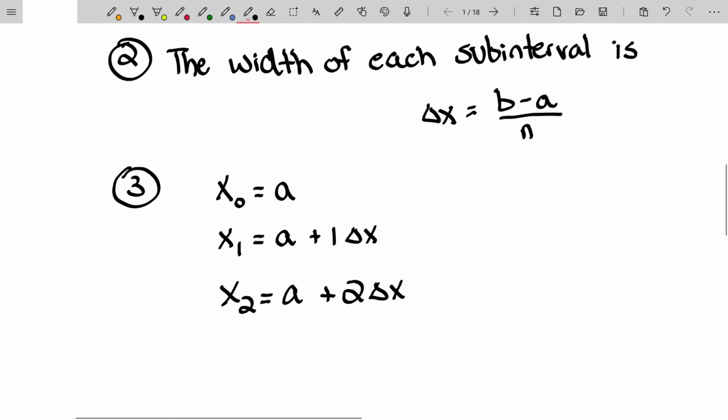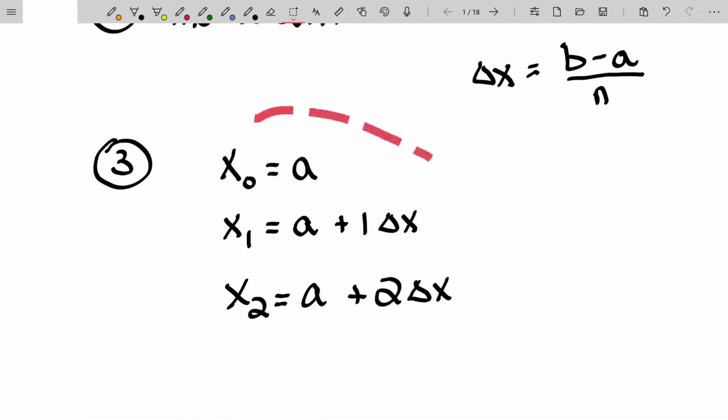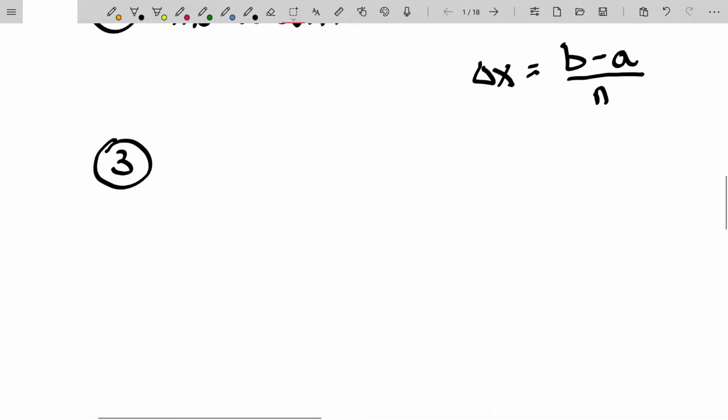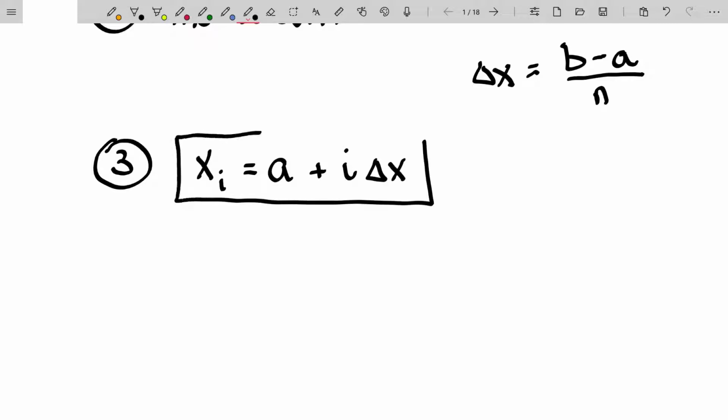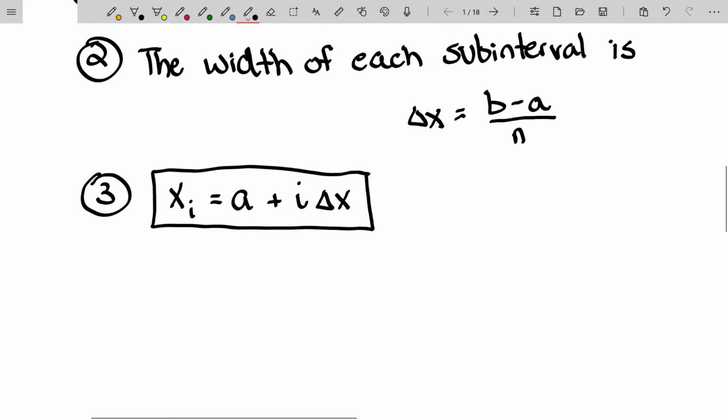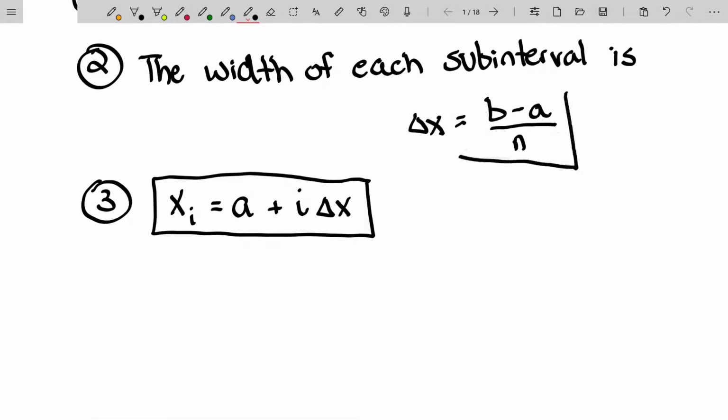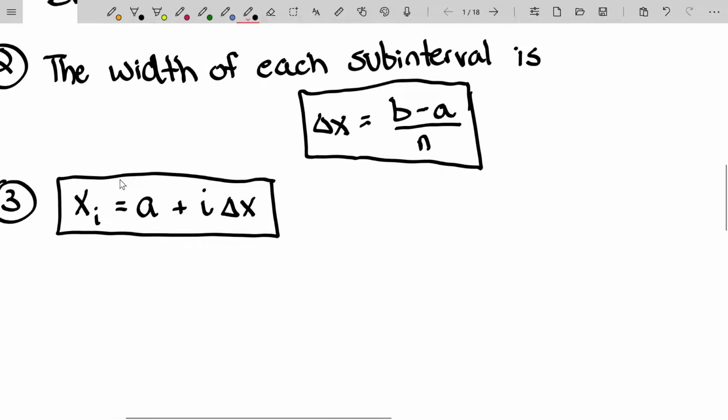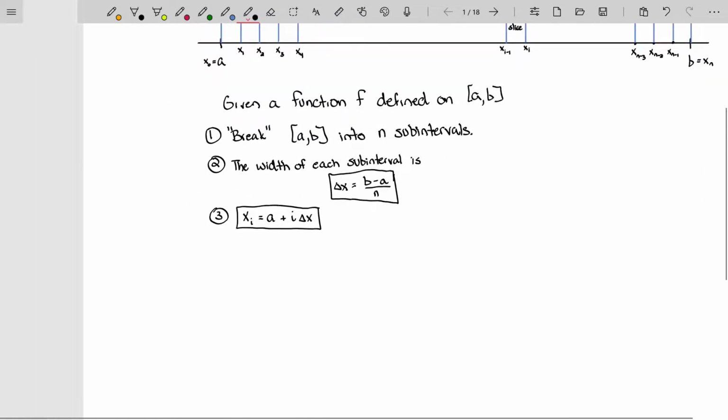And in general, let me erase all this so that I have it very clean. In general, the ith x value is given by a plus i steps of size delta x. That's a critical equation as well. So let me box up these two very critical equations there. You'll need to know what delta x is, and you'll need to know what x sub i is. Great. So far, so good.